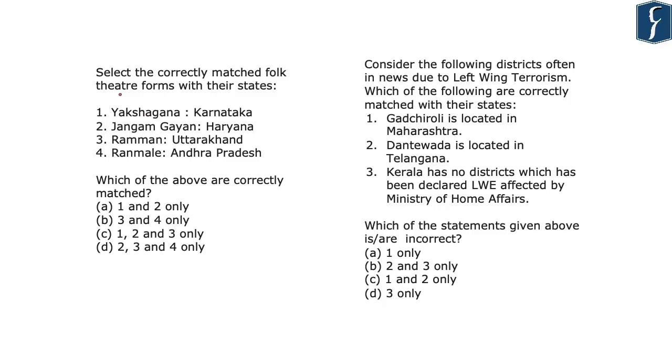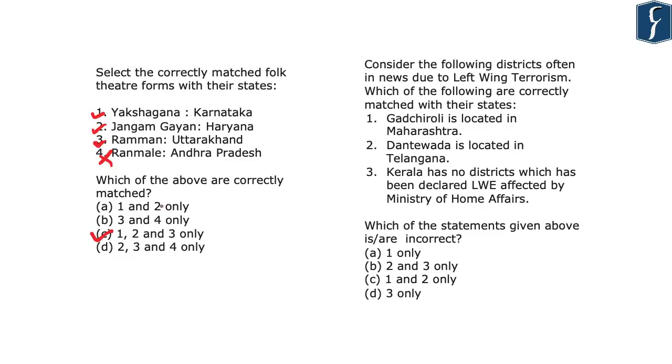The question says, select the correctly matched folk theatre forms with their states. Statement 1, Yakshagana belongs to Karnataka, which is correct. Jangam Gayan belongs to Haryana, which is also correct. Ramman belongs to Uttarakhand, this is also correct. Whereas Ramnale belongs to Goa and Western Ghats and not to Andhra Pradesh, and hence the right answer is C.